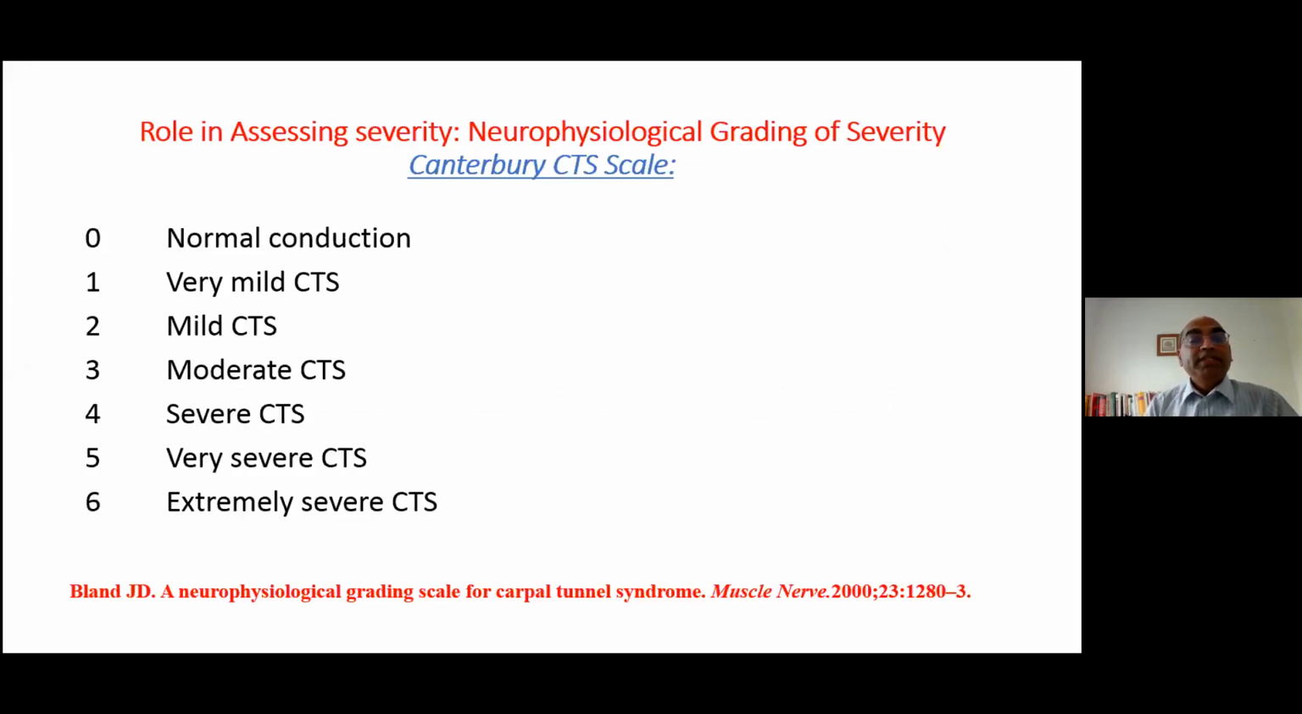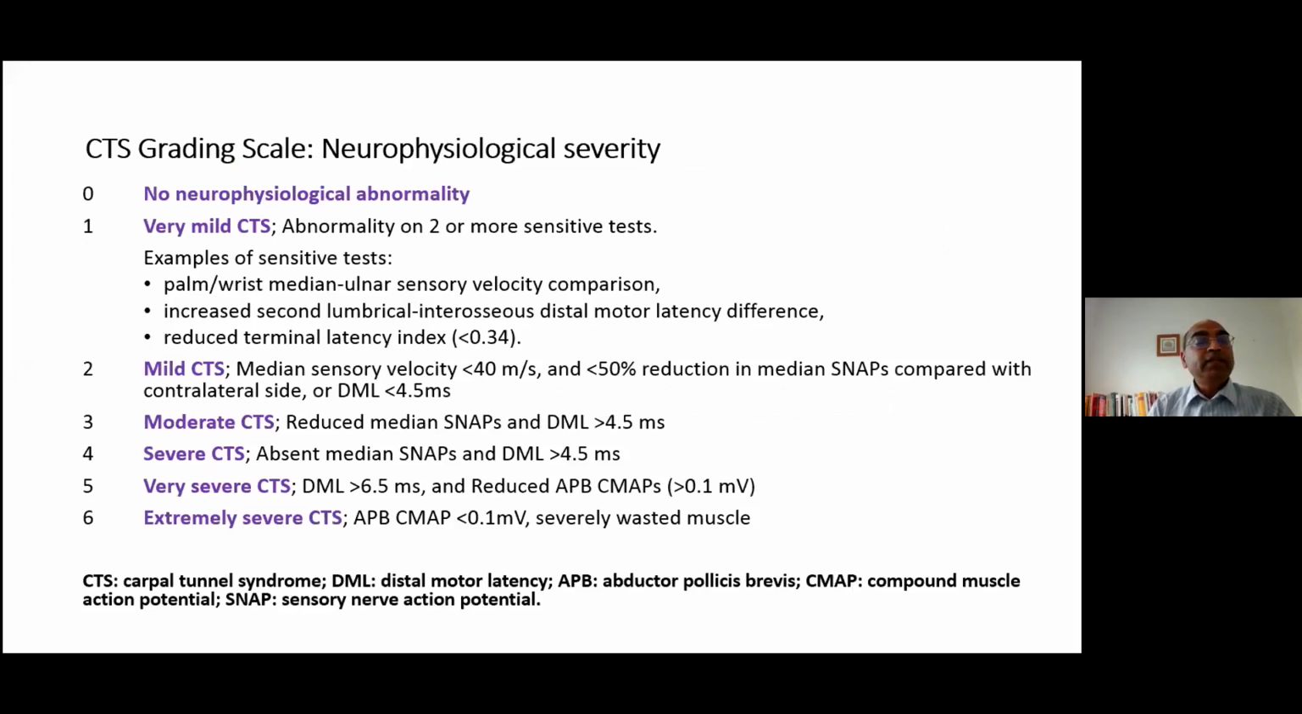And we follow the Canterbury CTS scale. The Canterbury CTS scale is a 7-point scale with normal neurophysiology as 0. The digit 2 and digit 5 first test is normal, but only the sensitive test picks up abnormalities, with normal motor. That is very mild CTS, which is 1. Then the digit 2 and digit 5, the first test we do, picks up carpal tunnel, only sensory, but motors are normal. Then it is grade 2.